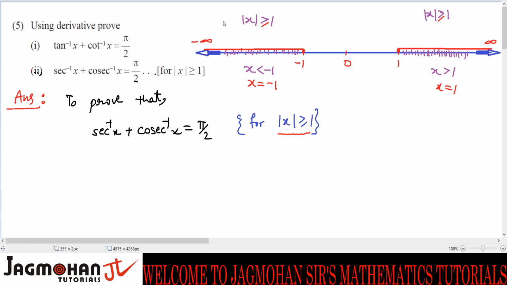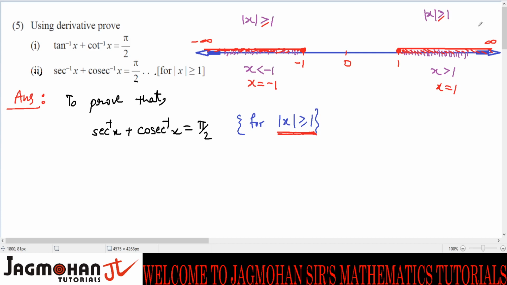-1 or lesser, +1 or greater. So see, if I'm given that mod of x is greater than or equal to 1, then what values is x taking? x is taking -1 or lesser, +1 or greater. If mod of x is greater than or equal to 1, then x is -1 or lesser, x is +1 or greater. So I have explained this to you.